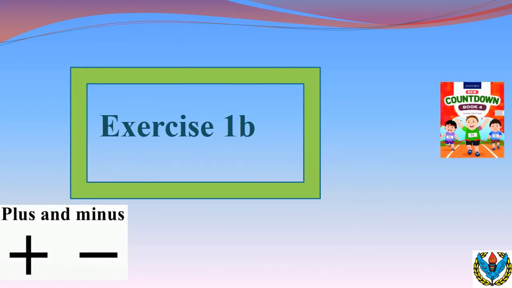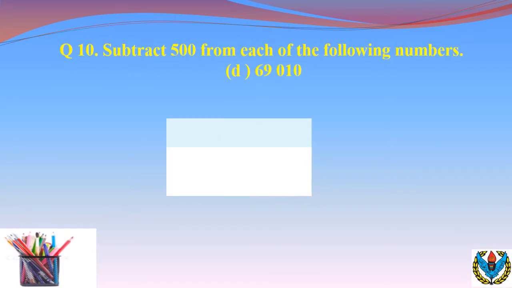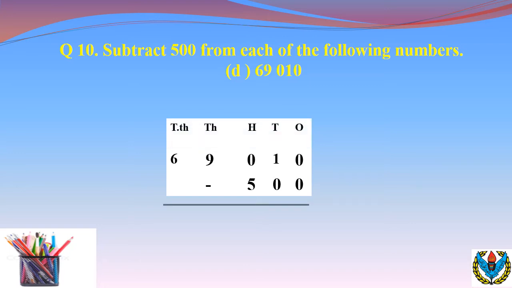Now we will solve the questions of exercise 1B from your countdown book class 4. Question number 10. Subtract 500 from each of the following numbers. Part D. 69,010. First of all, we will write the numbers in the vertical form. The number 500 will be written below the given number because we are required to subtract 500 from that given number. And then we will make the place value chart of these numbers.